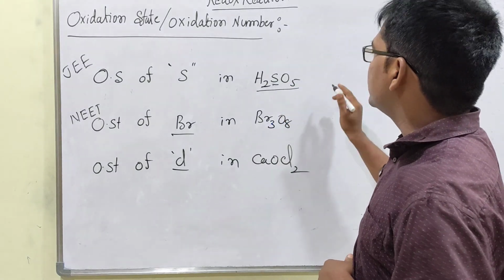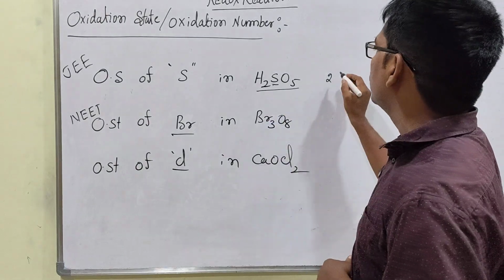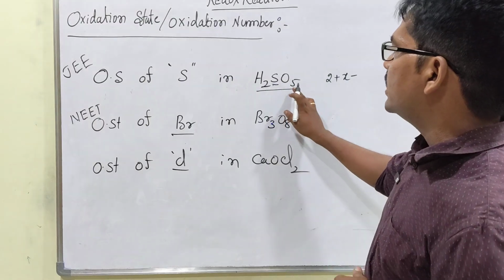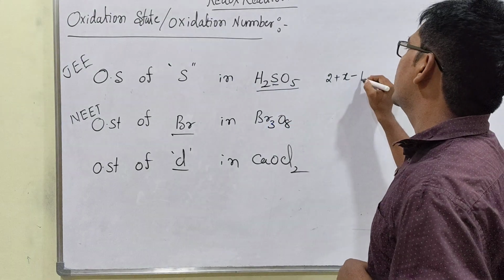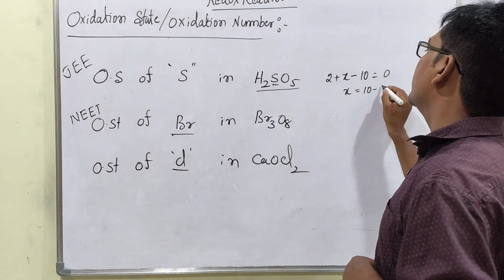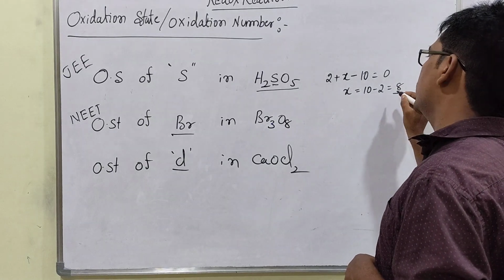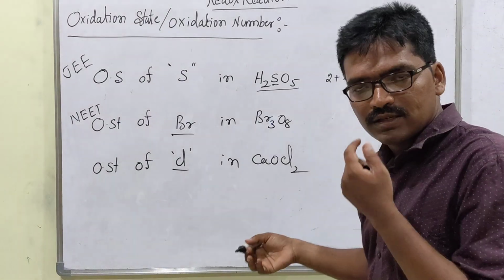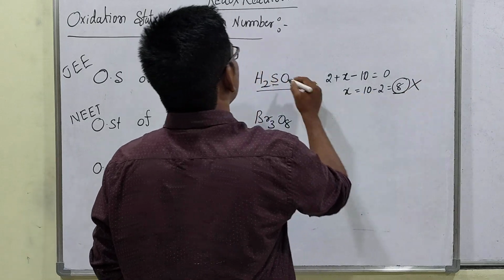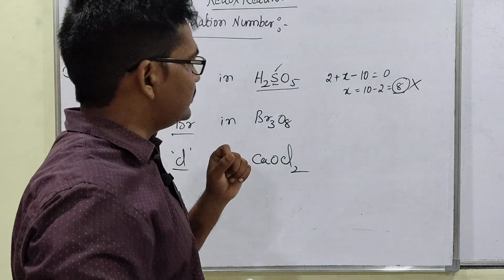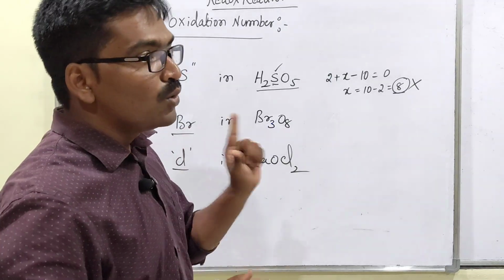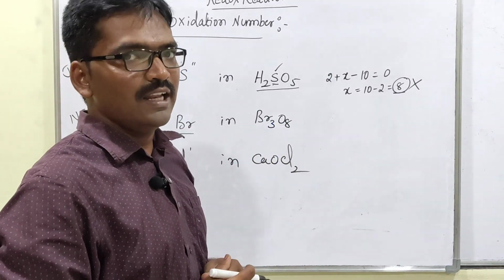Sir, this is known to everyone. So the two hydrogen atoms give 2, then plus X, then minus, each oxidation state minus 2 into 5, minus 10, equals 0. Then X equals 10 minus 2, equals 8. So 8 is the oxidation state. But actually, plus 8 oxidation state for the sulfur atom is wrong, because the highest oxidation state of sulfur is plus 6 only.